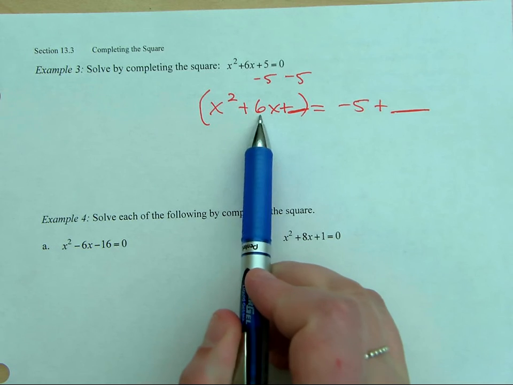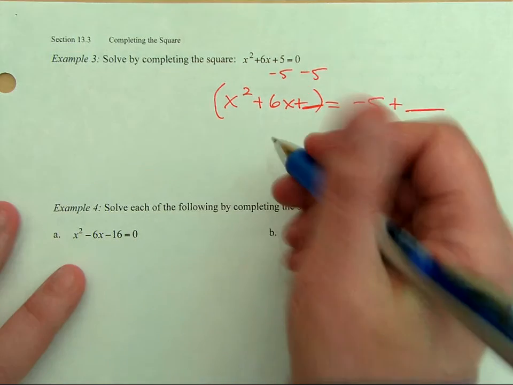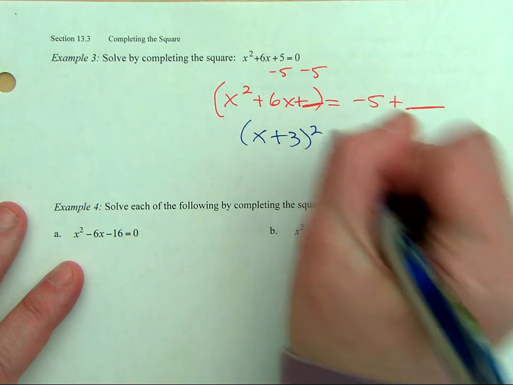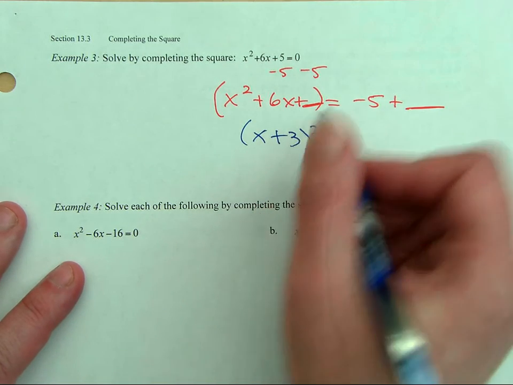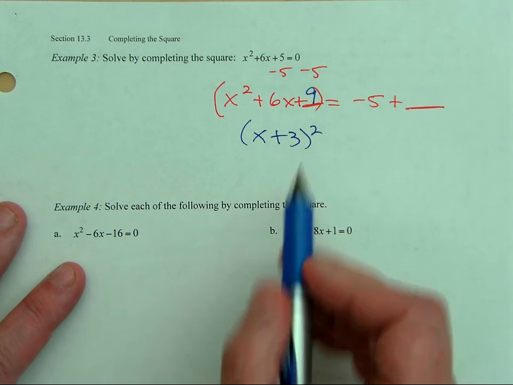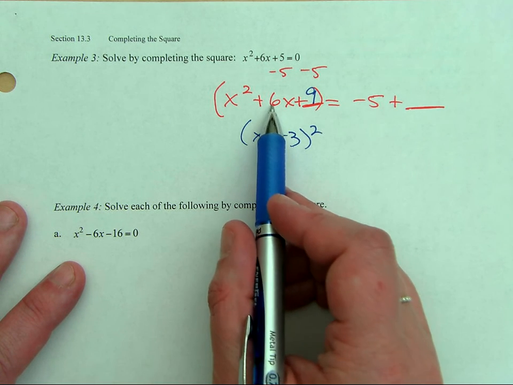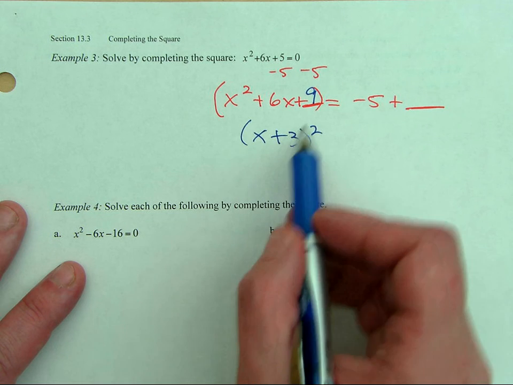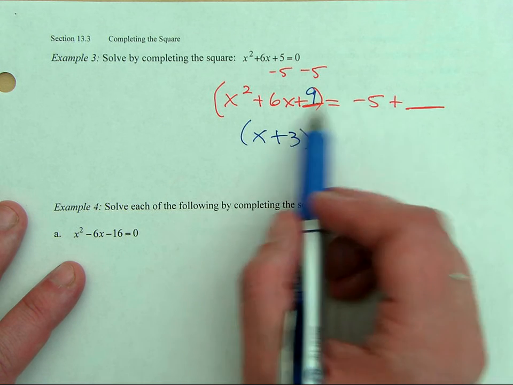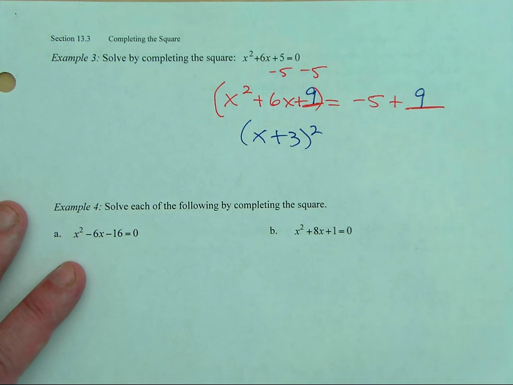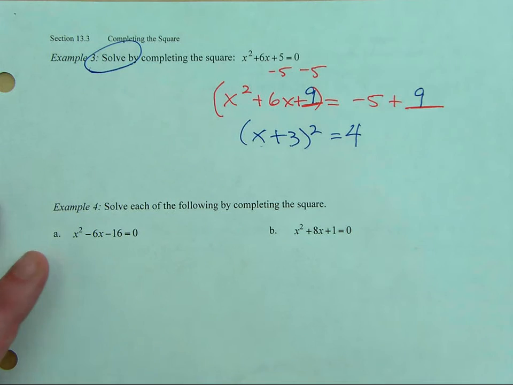So we go half of 6 is what? So that means you have x plus 3 squared. When you square that 3, you are going to get a 9, right? So that's our perfect square trinomial, and that's it factored. So once I take half of the 6, I get 3. That's going to be my factored form. If I square it, I get 9. I have to do the same thing to both sides. So I'm adding 9 to both sides. So I get x plus 3 squared equals what? 4. Good.